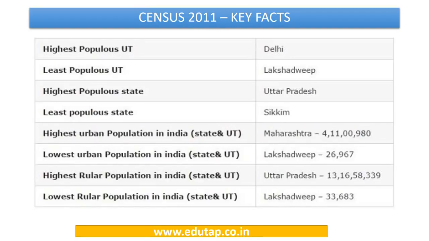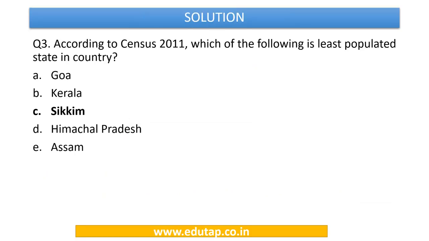So here there is further information regarding the population distribution in the country. Now the highest populous UT is Delhi, least is Lakshadweep as we have seen on the previous slide. Highest populous state is Uttar Pradesh and least is Sikkim. Highest urban population is in Maharashtra and lowest urban population is in Lakshadweep. And highest rural population is in Uttar Pradesh and lowest rural population is in Lakshadweep.